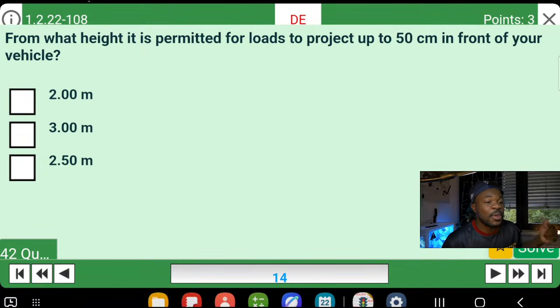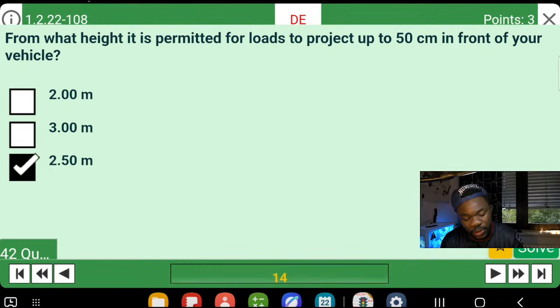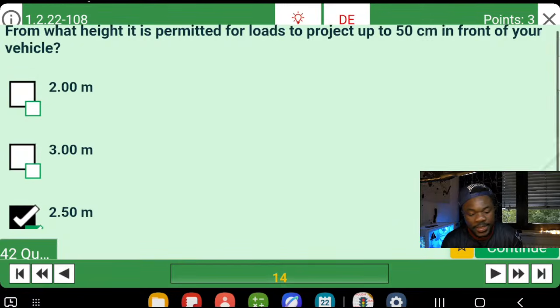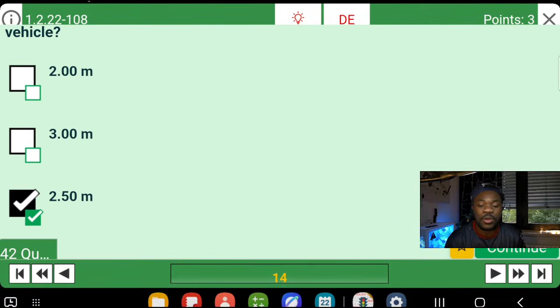From what height is it permitted for loads to project up to 50 centimeters in front of your vehicle? What's the answer for this question? I talked about it. I didn't go straight to the point, but I talked about it. The correct answer for this question is number 3. 2.50 means it's still the same thing as 2.5. Sometimes they might give you a box to type in the answer. You can just type 2.5 or 2.50. It means the same thing. So don't get confused.